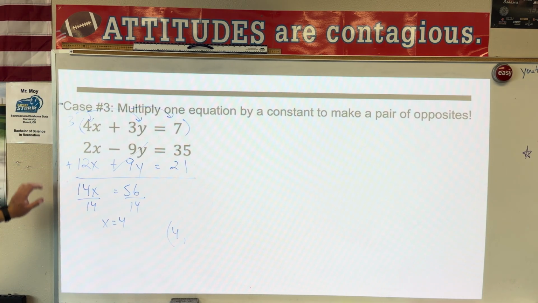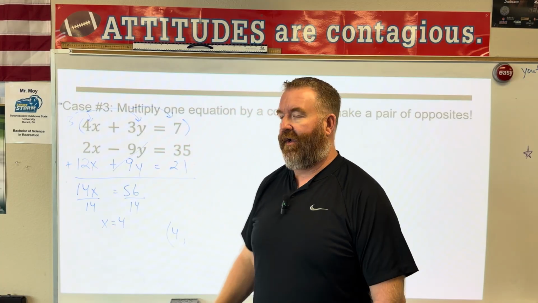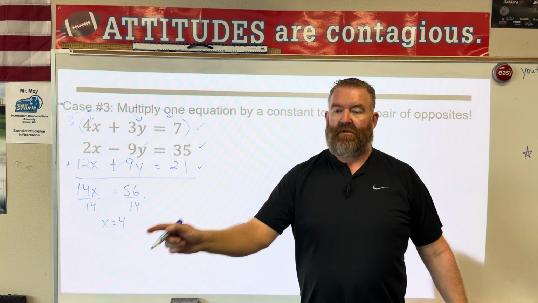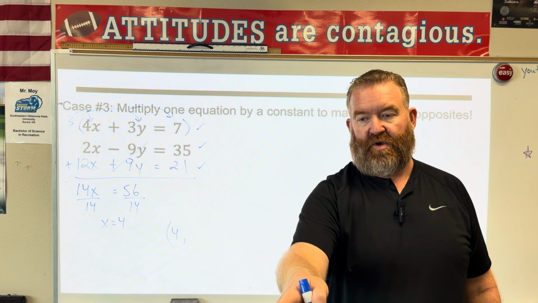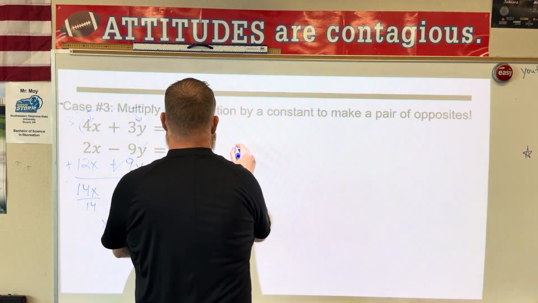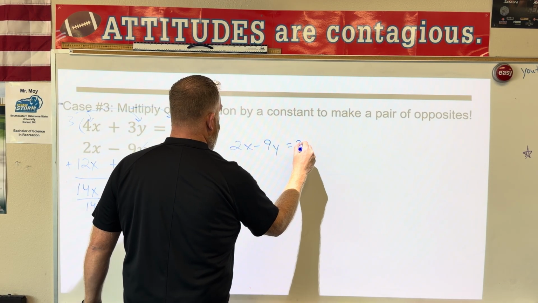Now I got to solve for what? Y. All right, let's do something really, really quick. Do you want to pick equation 1, equation 2, equation 3? So pick one. 1, 2, or 3? 2? Let's go equation number 2. 2x minus 9y equals 35.